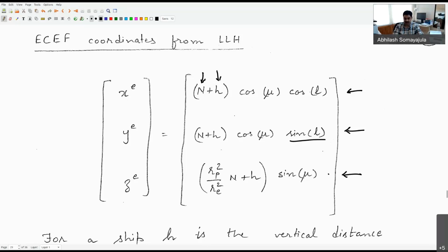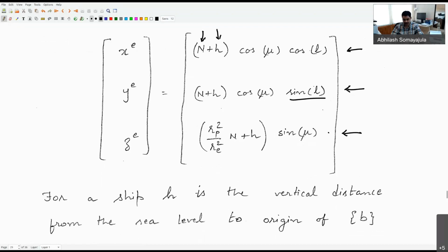Previously, when we had looked at that algorithm, we were looking at the other way around, where we know x_e, y_e, and z_e, and we wanted to compute the latitude, longitude, and height. So here in this case, we are looking at the opposite. If I know these three, how do I compute x_e, y_e, and z_e? For a ship which is floating on the surface, this h is nothing but the vertical distance from the sea level to the origin of the body coordinate system. So what is the height between the sea level and the body coordinate system origin? That is what we are looking at as the height.